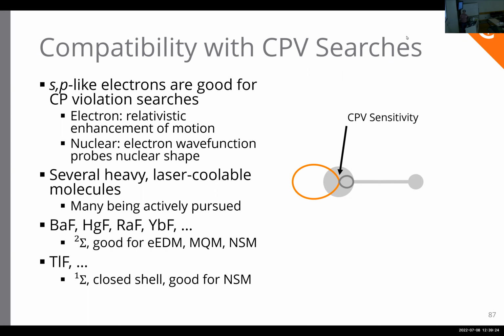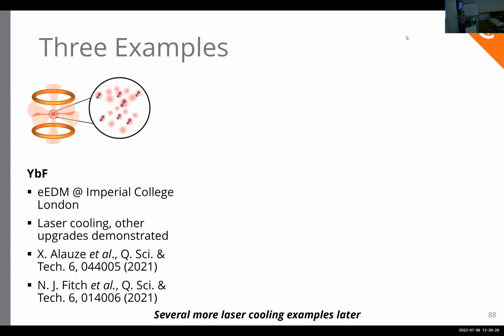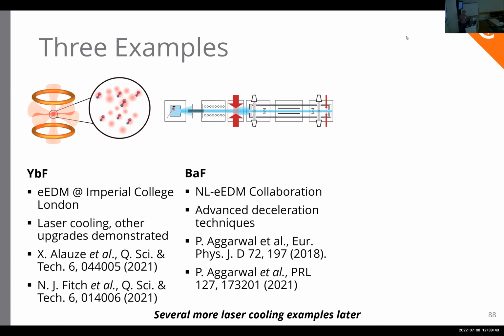So 3 examples. Again, nobody's done this yet, but there are experiments that are working on this right now. And here's just 3. There are more, including some I'll talk about later and some I won't. Ytterbium fluoride has all these features. They've laser cooled it. They haven't trapped it yet, so they haven't done this yet. But they've also implemented a lot of other technical improvements in their experiment.